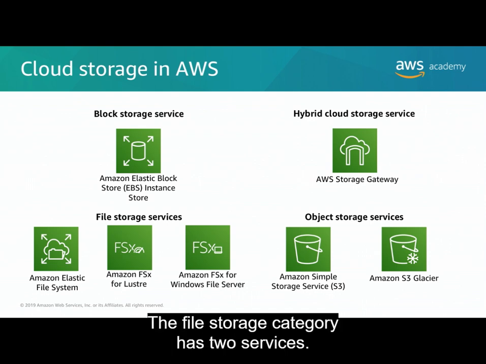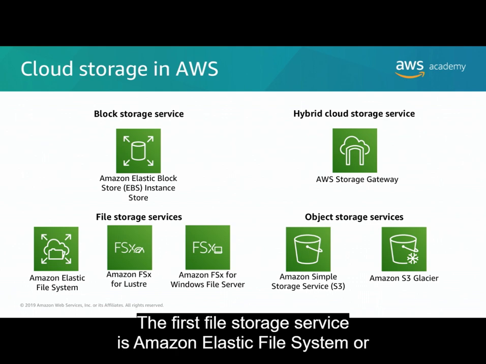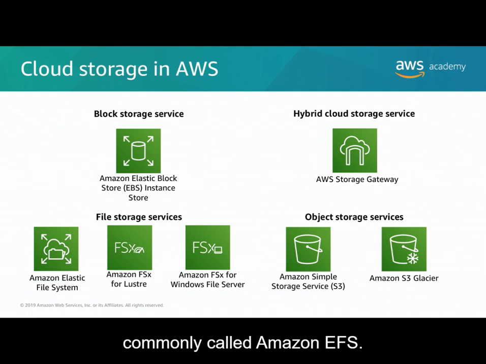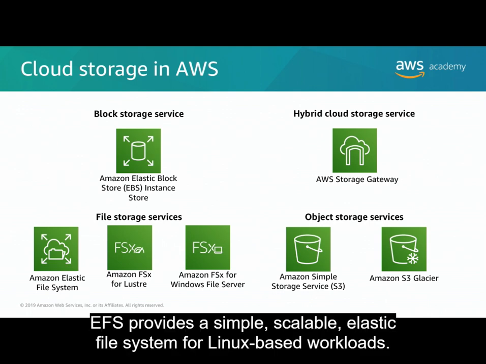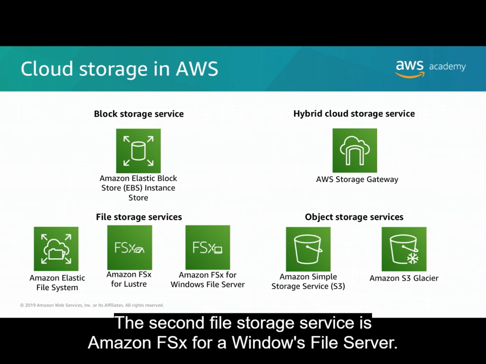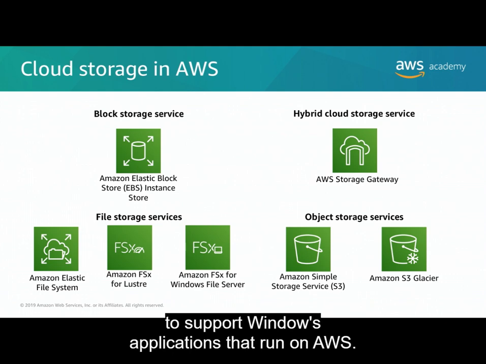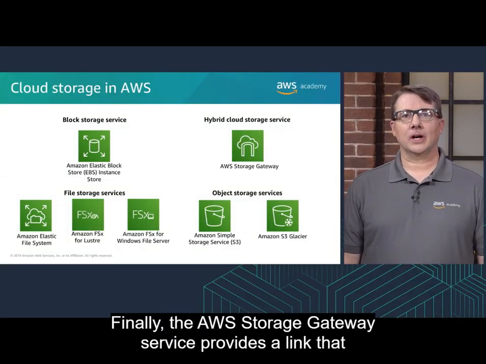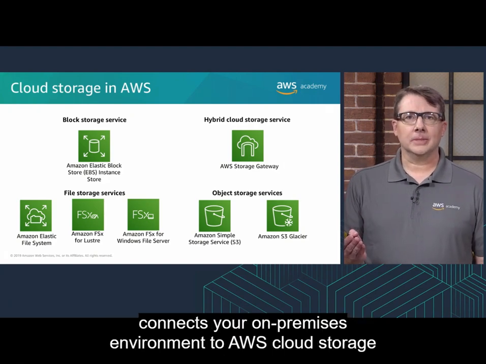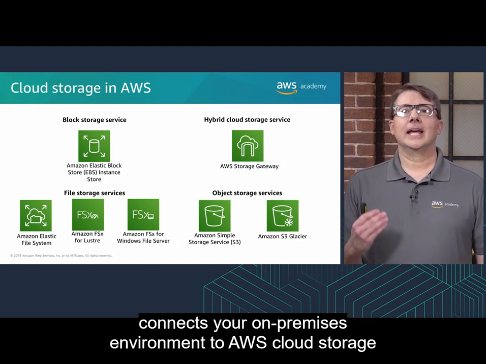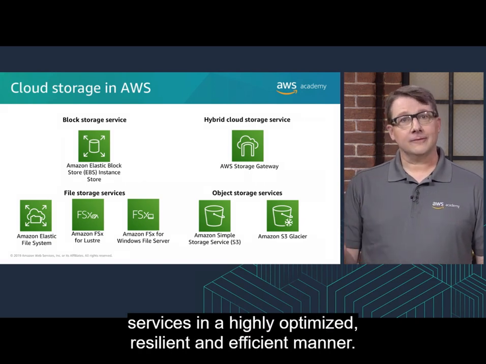The file storage category has 2 services. The first file storage service is Amazon Elastic File System, or commonly called Amazon EFS. EFS provides a simple, scalable Elastic file system for Linux-based workloads. The second file storage service is Amazon FSx for Windows File Server. It provides a fully managed native Microsoft Windows file system to support Windows applications that run on AWS. Finally, the AWS Storage Gateway Service provides a link that connects your on-premises environment to AWS Cloud Storage Services in a highly optimized, resilient, and efficient manner.